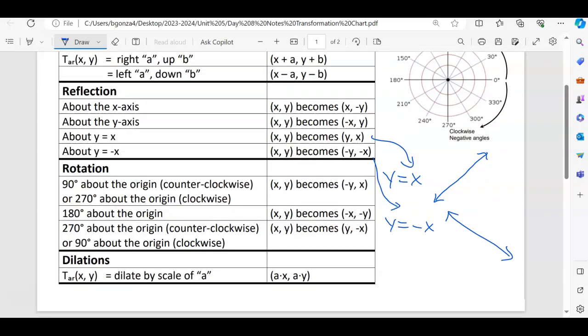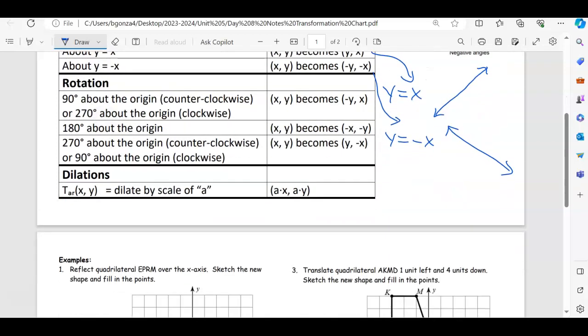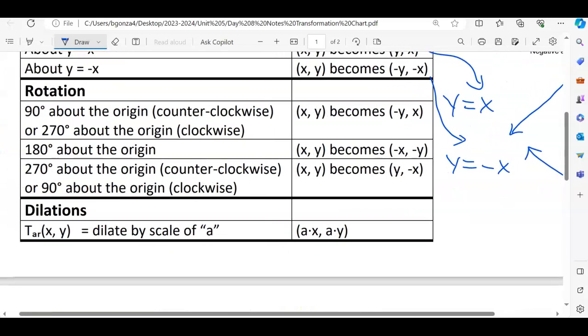Stay with me. Rotation. This is where it gets a little weirder. Okay. Now, does everyone know what clockwise is? I'm holding this. Clockwise is going to go this direction, right? A clock turns this way. It's like it's going to the right. Cool. Counterclockwise goes the other way, right?